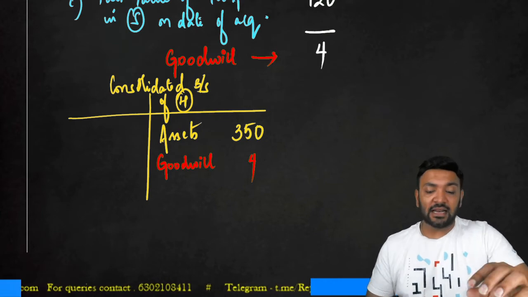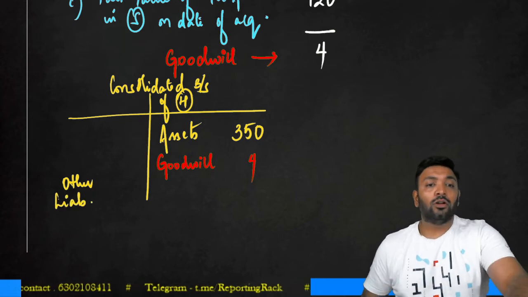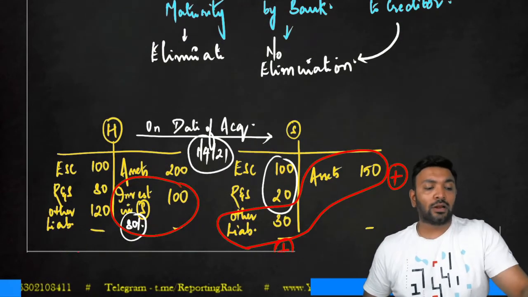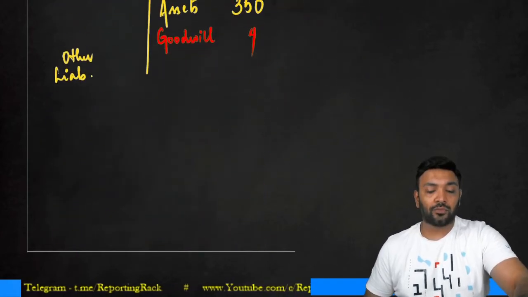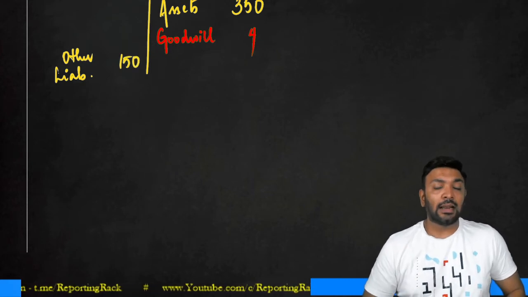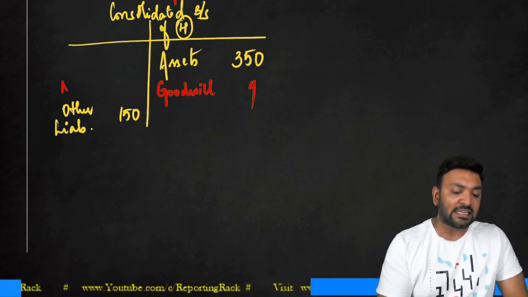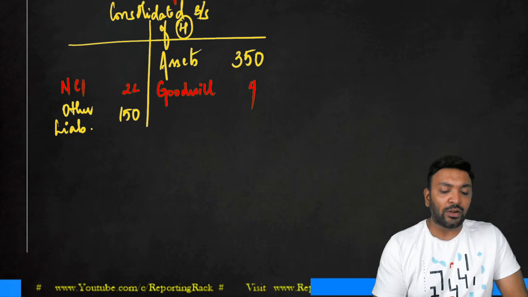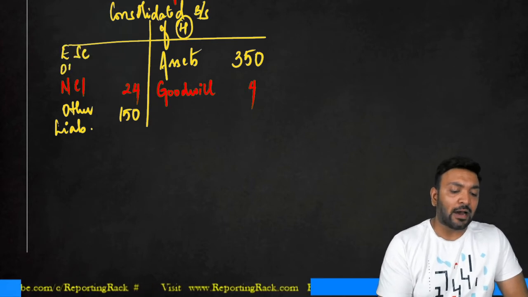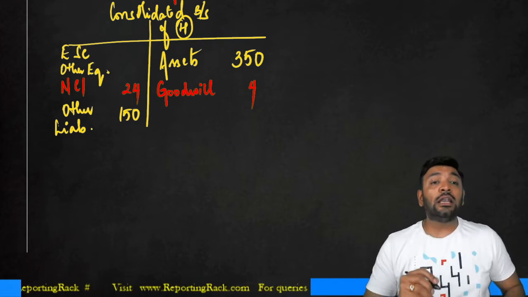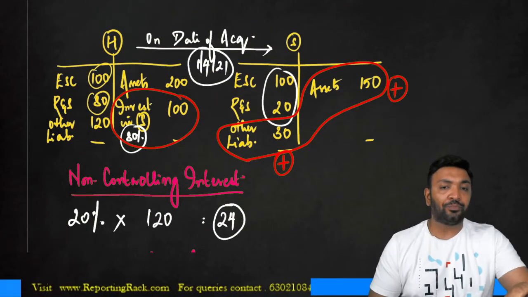Now, what about my other liabilities? My other liabilities which have to be reported. Look at the totals, guys. 120 plus 30 is a total of 150. Right? At the same time, I have to arise a new item called NCI. In this case it is 24. My equity capital and your equity, take only the holding company's equity share capital and reserves, which is nothing but 180. Apply the same items.